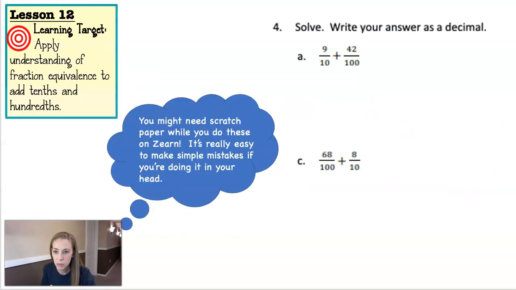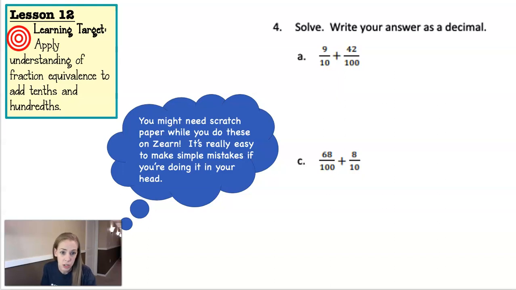All right, next one. This is lesson 12. If you get to lesson 12 on Zern, it says apply understanding of fraction equivalence to add tenths and hundredths. I did put a little note here. You might need scratch paper while you do these on Zern. You'll notice what I do over here is like using scratch paper. It's hard to do this in your head, all the steps, without making a little mistake. So it might be helpful if you have some scratch paper or something out.